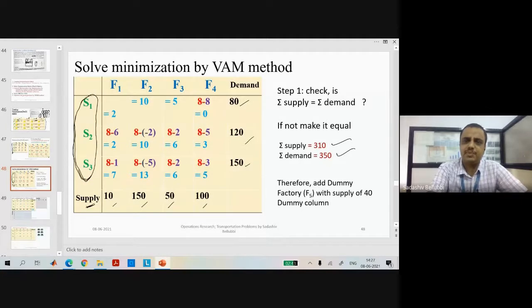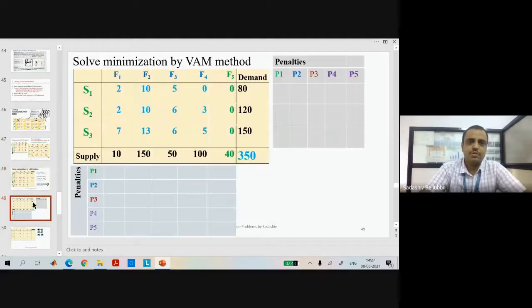Okay, here the supply is not equal to demand. So we need to create another dummy supplier. Who are the suppliers? F1, F2, F3, F4. So we need to go for a dummy factory with a dummy supply of 40. Why is it 40? Again, 350 minus 310. Once we make it equal, I have added the F5 column with 0.